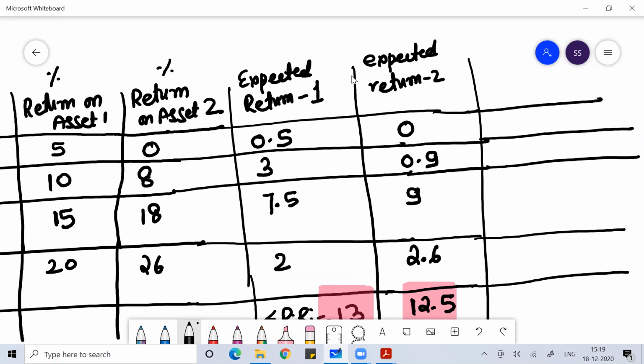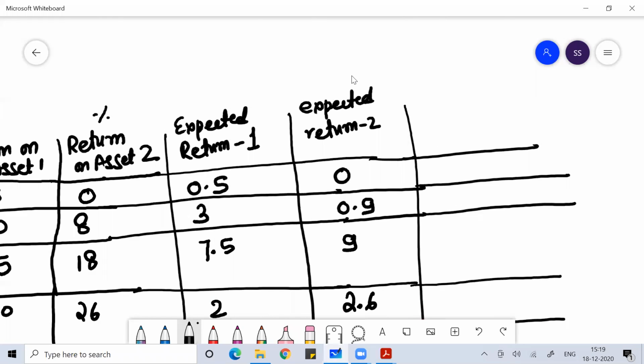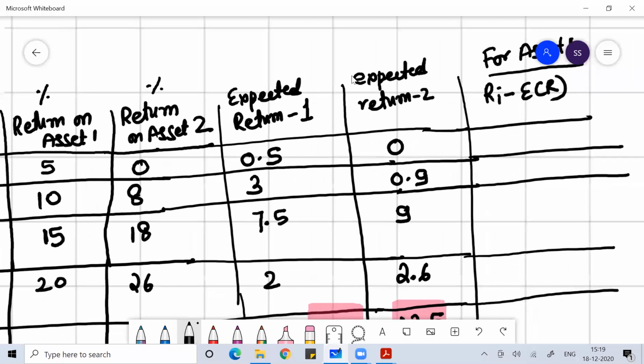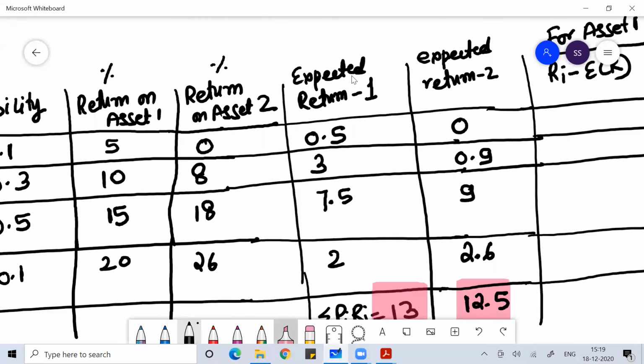Once you get the expected return, then for asset 1, find Ri minus ER. The ER for asset 1 is 13. So 5 minus 13 is minus 8, 10 minus 13 is minus 3, 15 minus 13 is 2, and 20 minus 13 is 7.